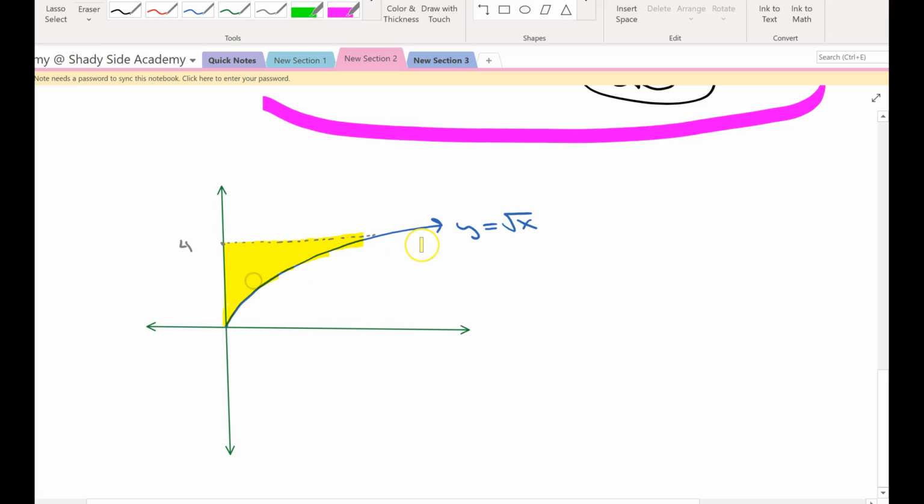Okay, and here's the revolution, everyone. We're going to revolve this region. Remember, again, I'm revolving an area. I'm not revolving a curve. Revolve about the y-axis. We're going to revolve about the y-axis.